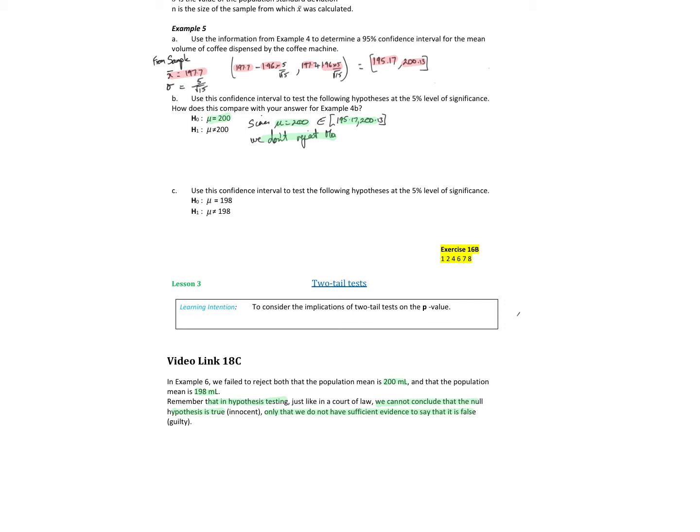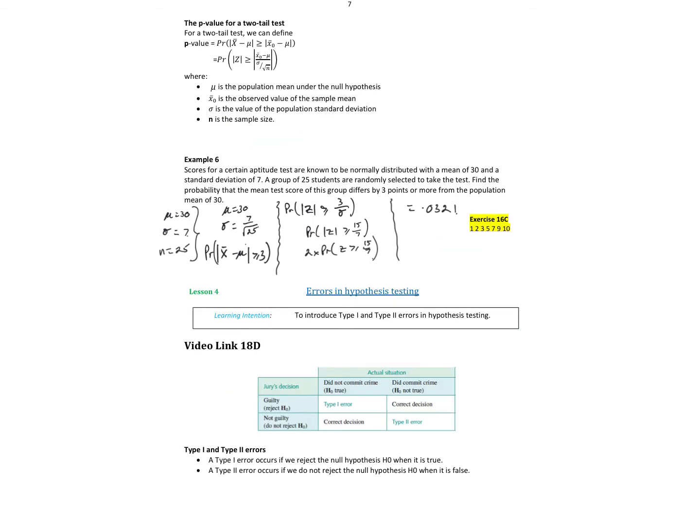Okay, so what we aim to do, and even some of my terminology in the earlier examples wasn't as precise as it should have been, whenever we're testing our null hypothesis, we just fail to reject. Okay, we either reject it or fail to reject it. All right, so let's have another look.